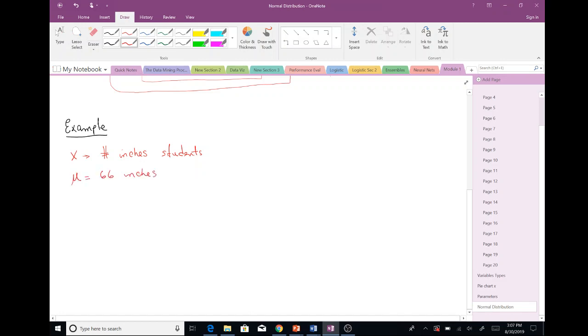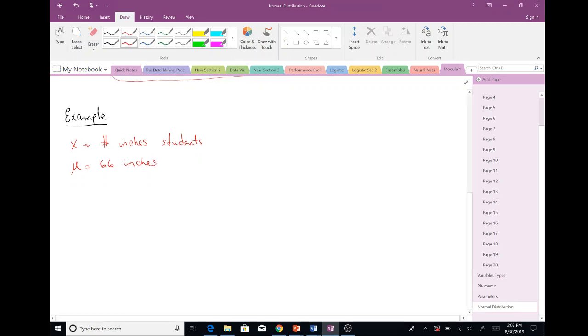Again, I say magically just because it's very unlikely that we're going to know for sure what that population mean is. But for now, let's assume that we know it, and we know that the standard deviation is 3 inches.